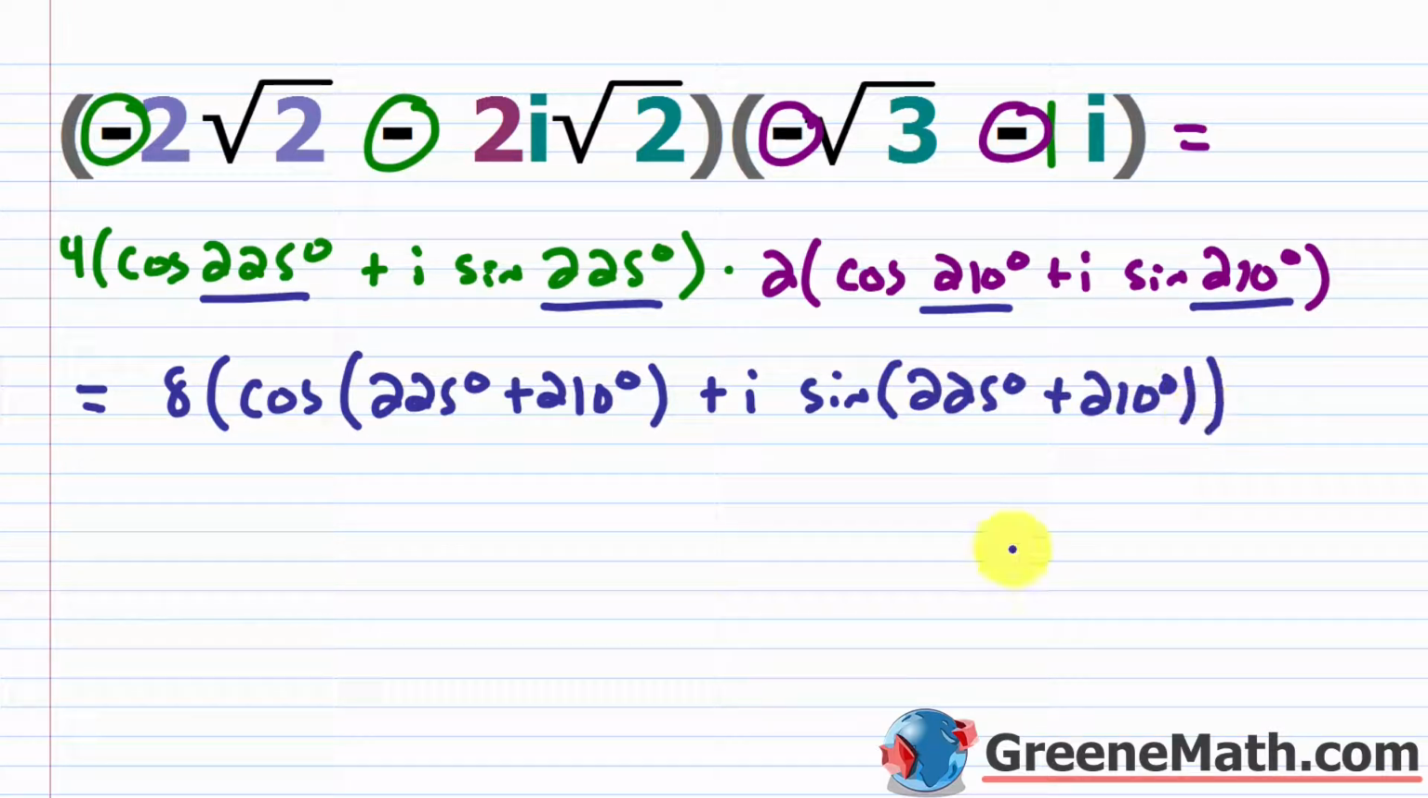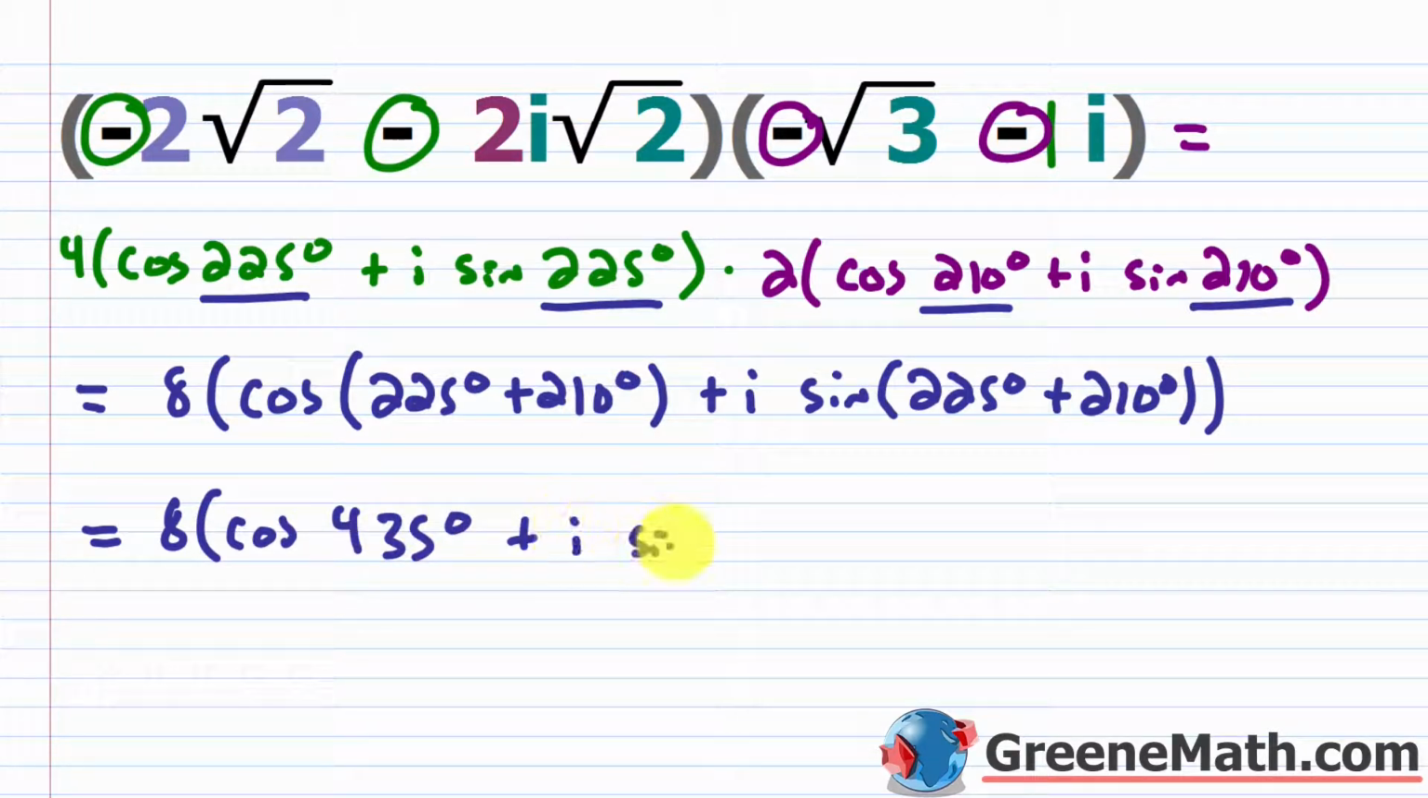Let me close that down. So we'll say this equals 8 times the quantity: the cosine of 225 degrees plus 210 degrees, which would be 435 degrees. So I'll say this is 435 degrees, and then plus i times sine of, again, that 435 degrees.